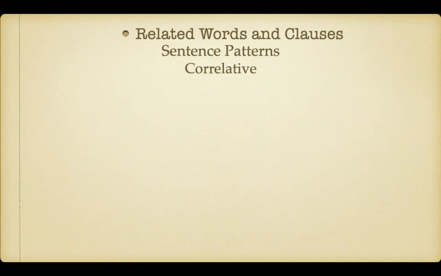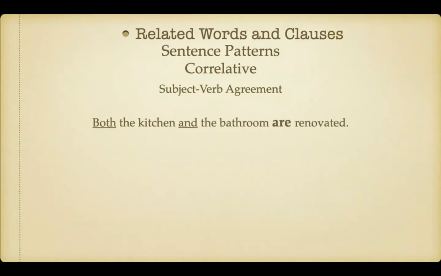It's important to keep subject-verb agreement in mind when using correlative conjunctions. When using both/and to join subjects in a sentence, make sure you use a plural verb. Here's an example. Both the kitchen and the bathroom are renovated. Here, the correlative conjunctions create a compound subject that needs "are" as the verb. That's the plural form of the verb "is."